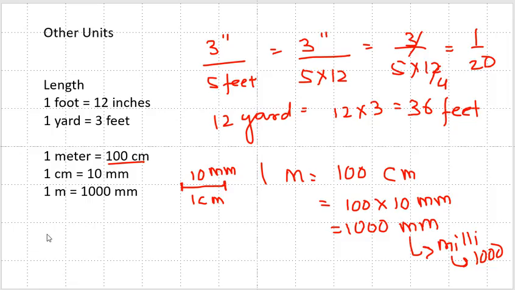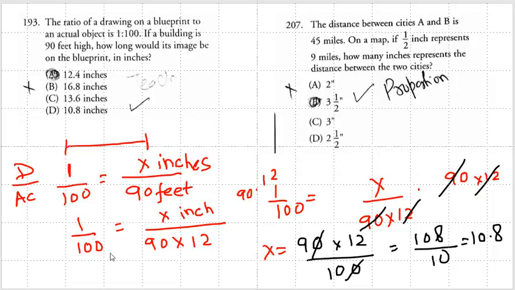These are some of the other units we talked about. The one to remember, 1 foot is 12 inches, yard equals 3 feet, right? We talked about blueprint drawing. I have a drawing. Whatever, if something is 100, it gets drawn as 1. If it is 90, how much will it be? Well, be careful. Convert that foot into inches by multiplying by 12, right? 90 times 12.